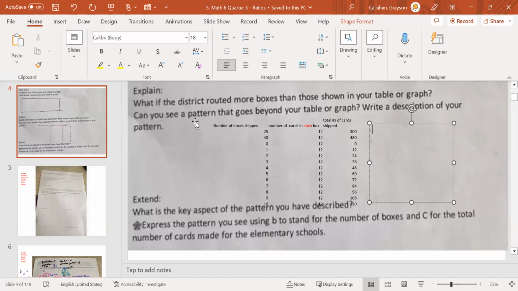Okay. It says write a description of your pattern, or it says what if the district routed more boxes than the ones shown on the table or a graph? So the first part you can write: if the district routed more boxes, what would happen? What do you think will happen if they routed more boxes, like more than 40? Like maybe they routed 41 boxes. What would happen? Yeah, each box will be increased by what?